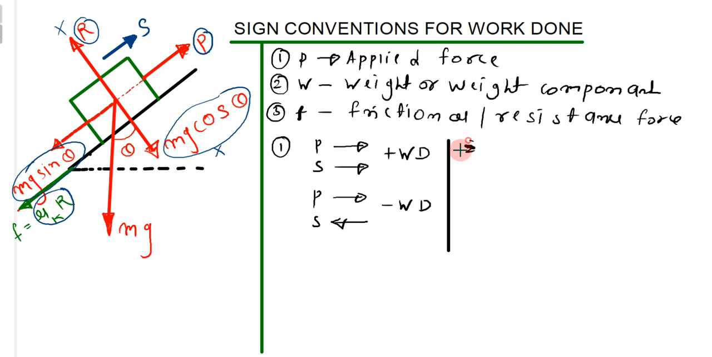Second case, that is about the weight component. Consider the body moving upward, that is, against gravity, for weight or weight component. Sometimes weight is also in the direction of displacement or parallel to displacement. In this case, the weight component is there. Mg sin theta is a weight component. Weight is mg, but here it is mg sin theta.